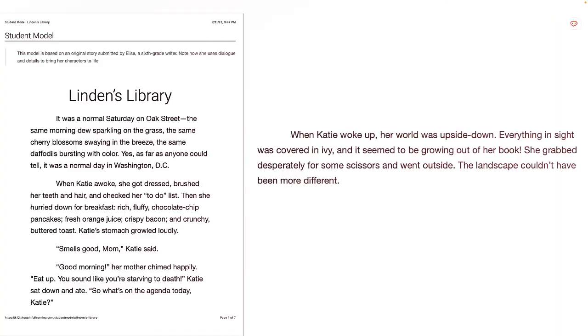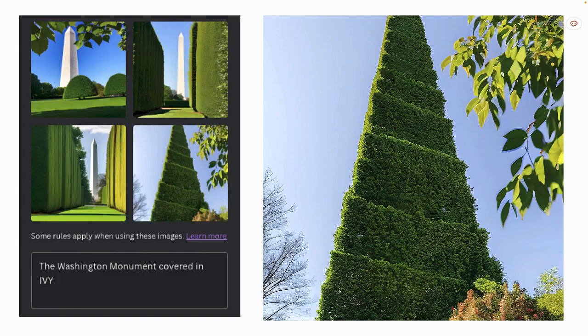So what I like about text to image is I can use text to image to find an appropriate illustration for their writing. So here you can see my prompt was the Washington Monument covered in ivy. Text to image was able to create a great photo of our monument covered in lots of different layers of ivy. You can see the one that I selected and some of the other suggestions to the left.